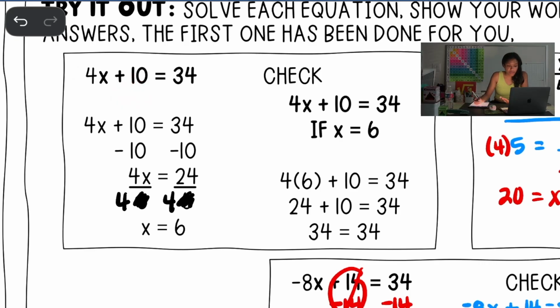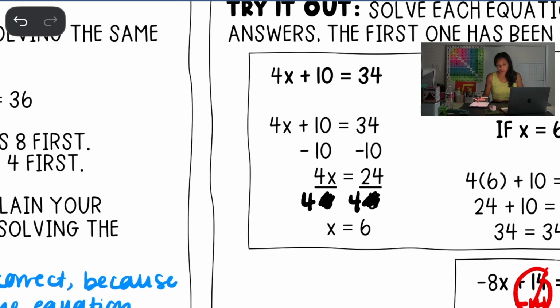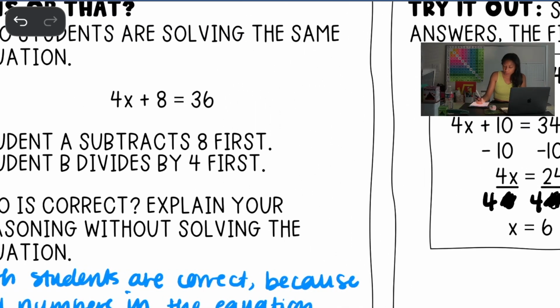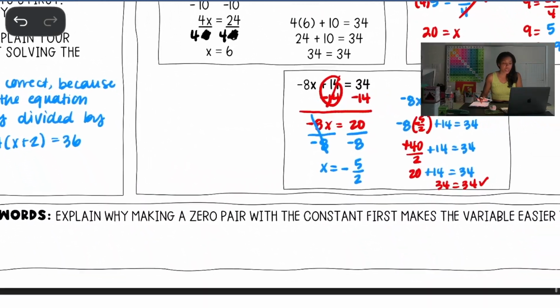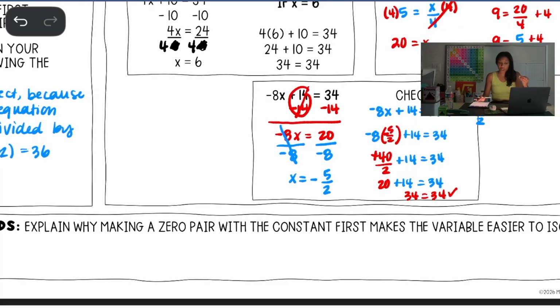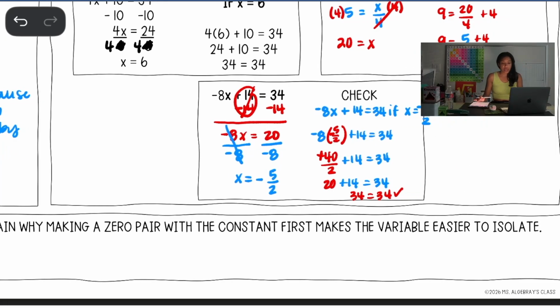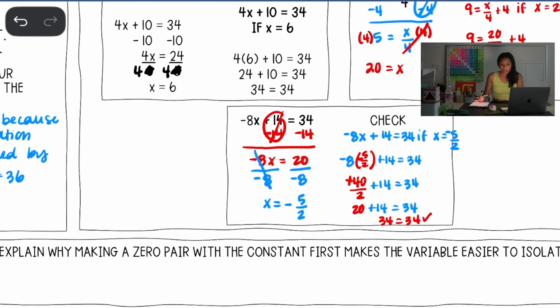I could divide it by 4, it'd be 2.5, but because I can't divide every single term in this equation evenly by 4, I would not do that. You could divide it all by 2, but that doesn't move us toward solving the equation any faster. Whereas with this one, because every value could be divided by 4 evenly, it made a lot more sense if you wanted to do that as a first step. But for the sake of the question, you're explaining why making a zero pair with the constant first makes the variable easier to isolate. Would love to hear your thoughts on that.